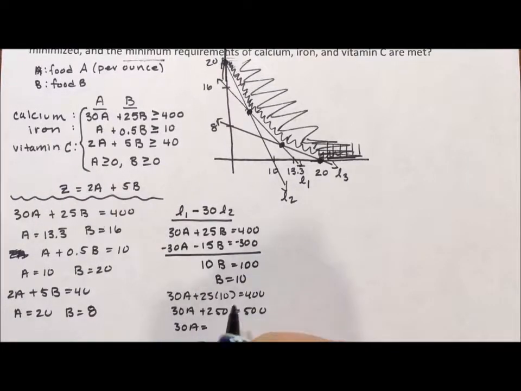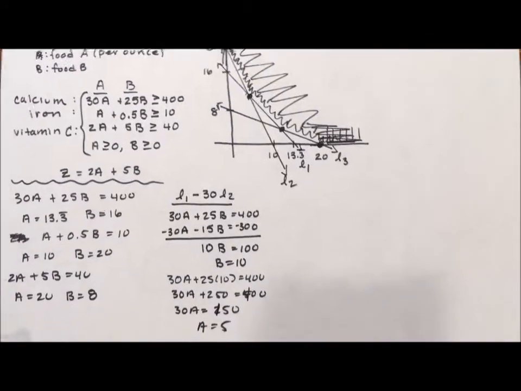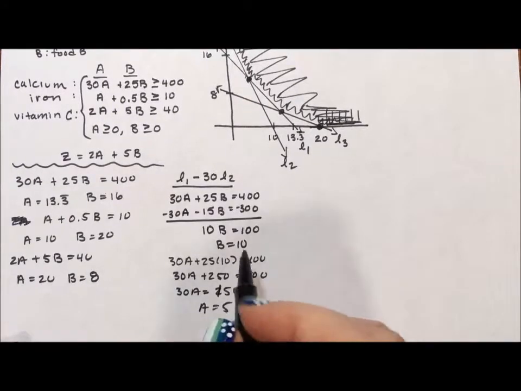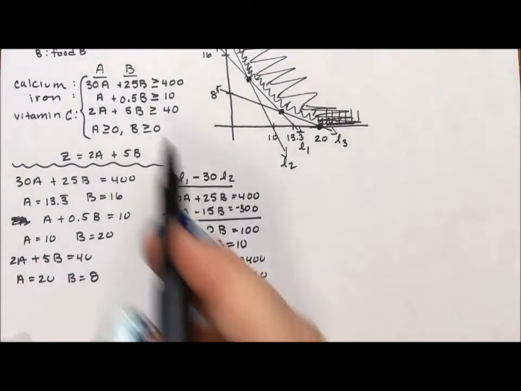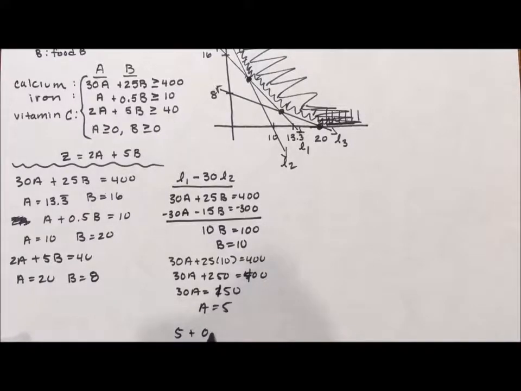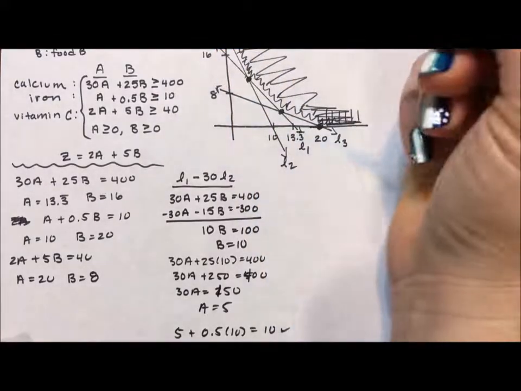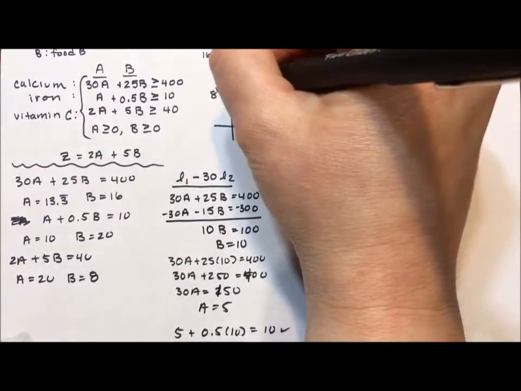30A is equal to 150. Sorry, this is 400. This is 150. A is equal to 5. I want to test to make sure that that point 5, 10 works in my second line. So is 5 plus 0.5 times 10 equal to 10? Yes. So this point right here is 5, 10.